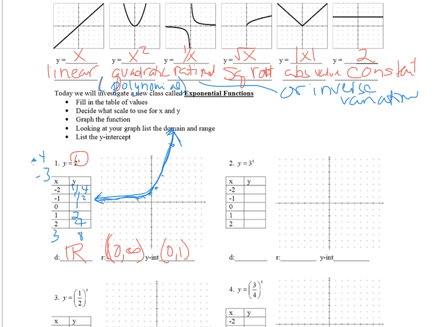Okay, go ahead and do that with 3. Do the same thing. And as you're going, think about similarities and differences. So pause it and then come back and check.